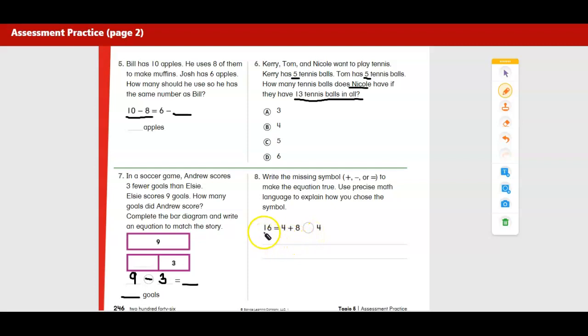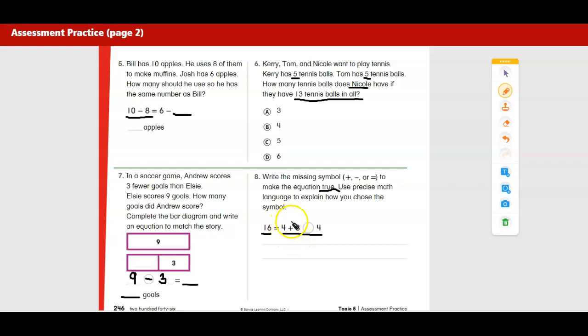So we have 16 equals 4 plus 8 blank 4. We want to make this equation true. So remember, a true equation means that the number on this side and the number on this side of the equal sign have to be equal, or the same. So we have the number 16. That means all of these numbers have to come to 16.